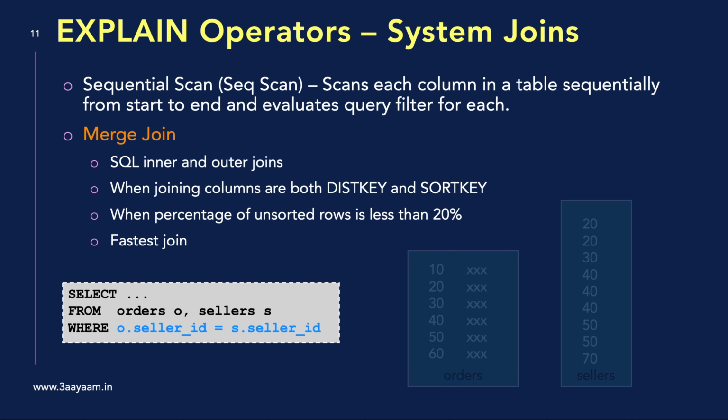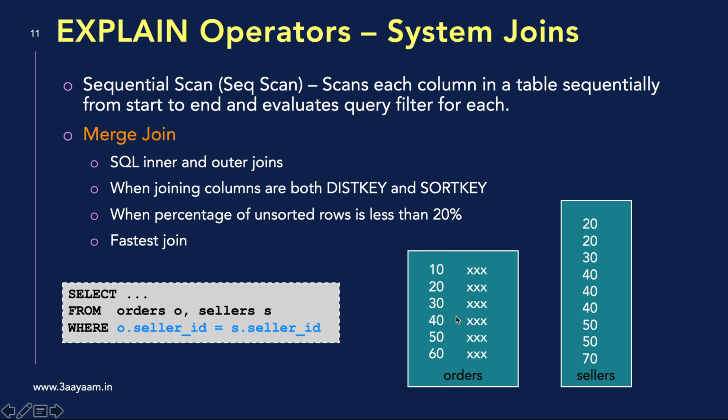Now how does that happen? On the left hand side I have the orders table, on the right hand side I have the sellers table. As seller ID is the sort key, it is sorted based on seller ID. So 10, 20, 30, 40, 50, 60, these are all seller IDs. The same is the case here: I have 20, 130, then 340, 250 and 170. These are also sorted based on seller IDs. Again, I'm showing you only the seller ID columns. There can be other columns also, but physically for both tables, the rows are sorted as per seller ID.